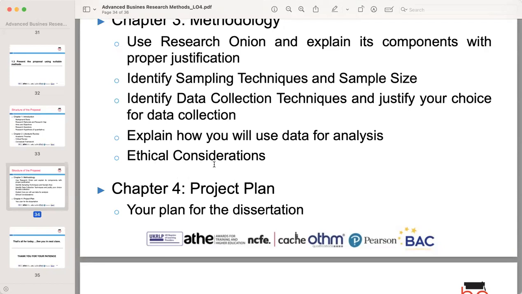Here we address the ethical considerations for our research. We will ensure that our participants' confidentiality and privacy are maintained, informed consent is obtained, and any potential risks are minimized. The last one is the project plan, your plan for the dissertation. This plan will serve as a roadmap for the entire research process.